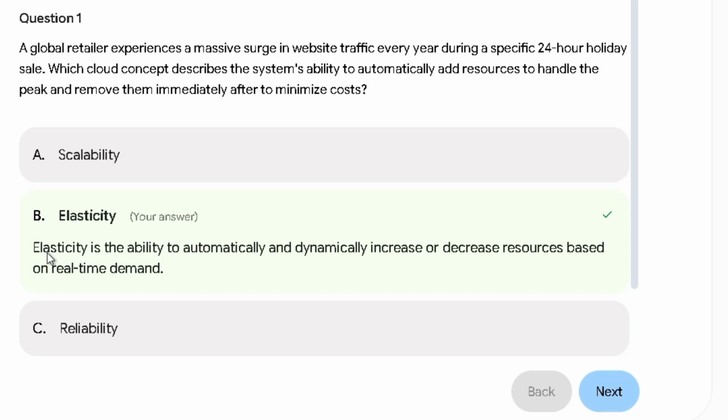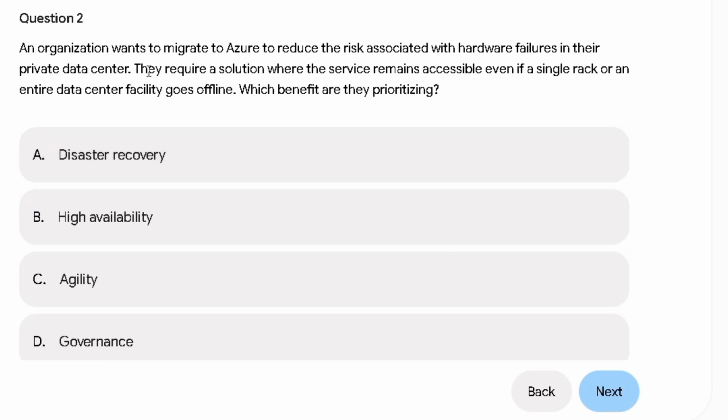And let's read out the answer. Elasticity is the ability to automatically and dynamically increase or decrease resources based on real-time demand. Like I said, I'm going to go through the questions. If you know the answer, you can pause it and read the question and see if you can get it right. We're going to the next one.